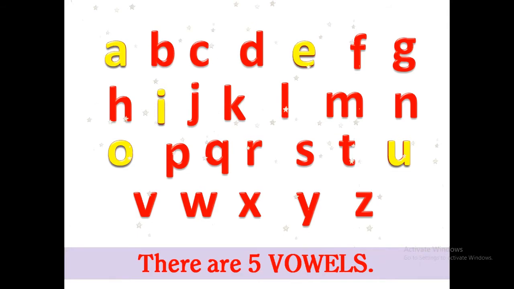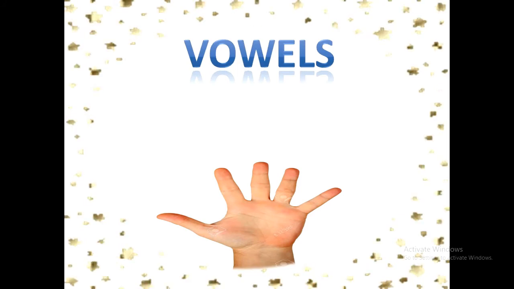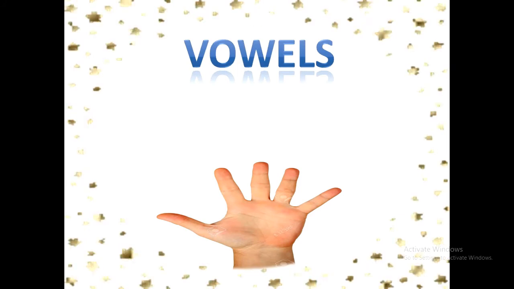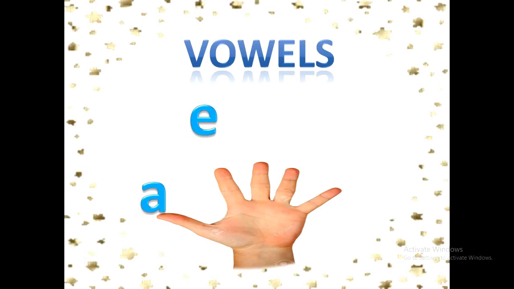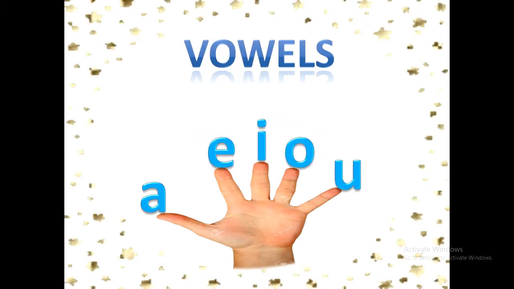Children, once more you repeat with me. There are 5 vowels in the English alphabet. A, E, I, O, U.